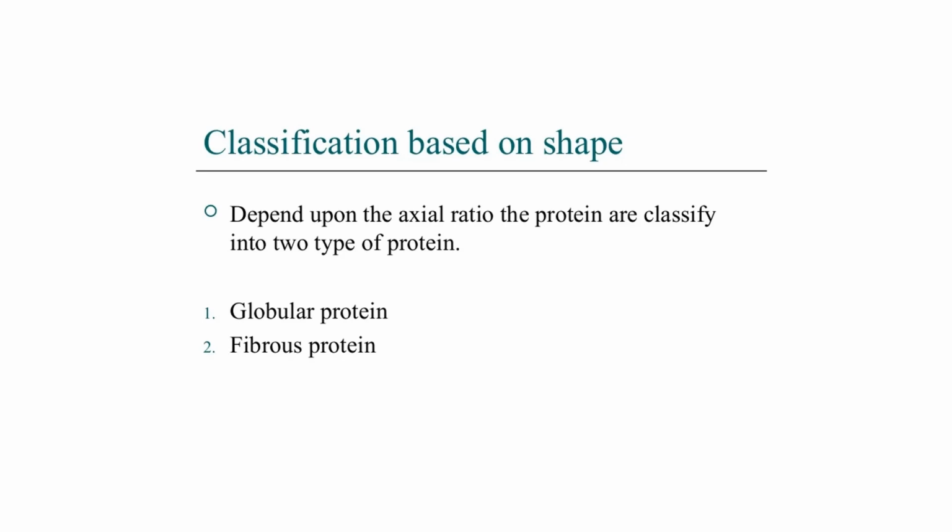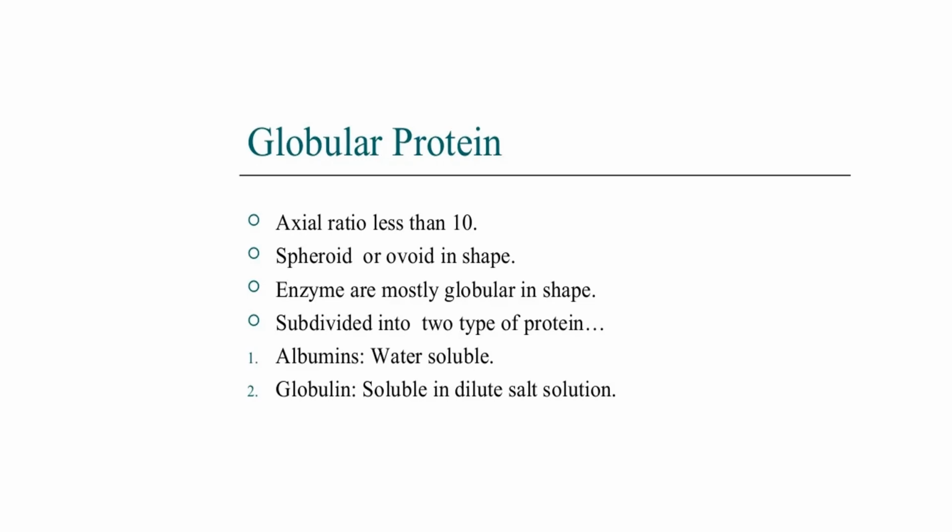Classification based on shape. Depending upon the axial ratio, proteins are classified into two types. They are globular and fibrous proteins. Globular protein: the axial ratio is less than 10, spheroid or ovoid in shape. Enzymes are mostly globular in shape. They are subdivided into two types: albumins, which are water soluble in nature, and globulins, that are soluble in dilute salt solution.